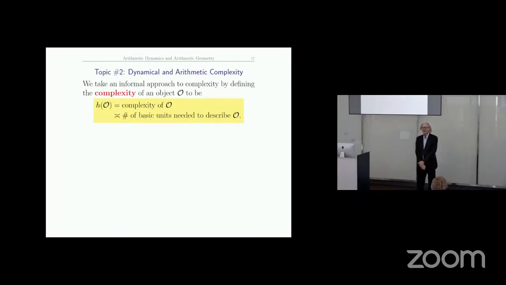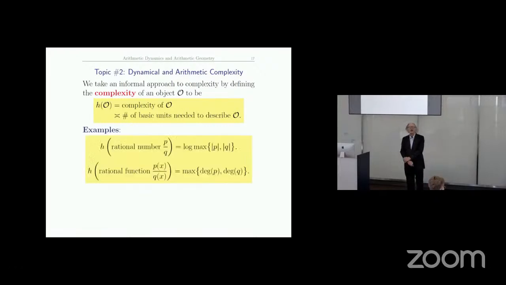And I'll call it h of O, well, at least on this slide, because number theorists usually call this a height. So a couple examples should make it fairly clear what I mean without having to go into really formal definitions. So if you have a rational number, P over Q in lowest terms, its complexity is the number of bits you need to store it up to a scaling factor. So it'd be the logarithm of the larger of the numerator and the denominator.